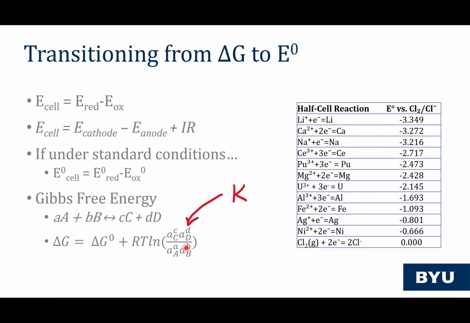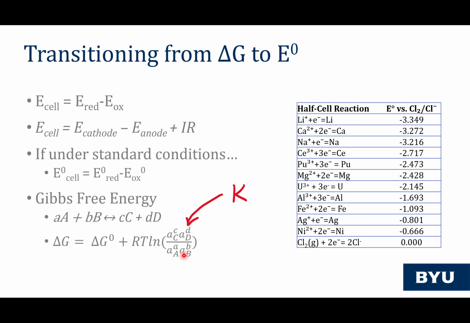So each of our cells, we're going to have a cathode and an anode. There's going to be a reduction occurring at one electrode and an oxidation occurring at the other electrode. And so how we write this is we write the potential of the cell is equal to the potential of the reduction reaction minus the potential of the oxidation reaction. And if you're applying a current through this, then we also need to include the resistance occurring inside of the cell.